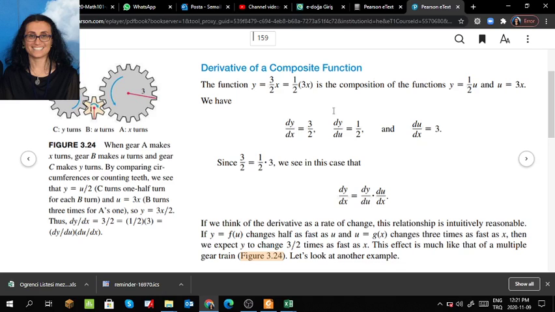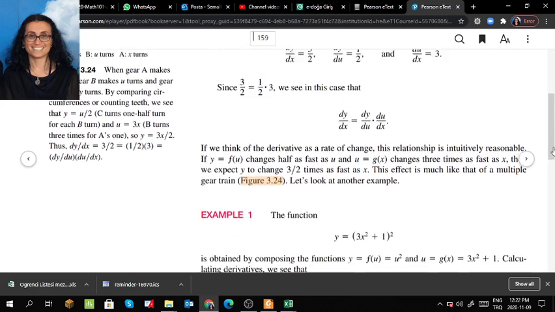How to do that? If you want to find the derivative of y with respect to x, then you have to go through the other functions that you composed to get the original function y. You get the derivative of y with respect to x, which is 3 over 2, but you have to first go to u, dy du, and then du dx, you get 3. So we get this relationship here. This is a really nice example. This is an engineering example, so it's really good.